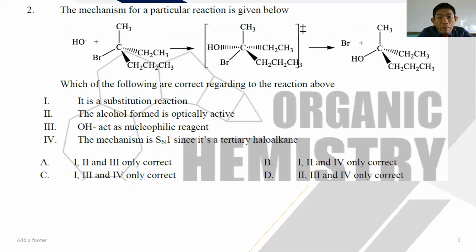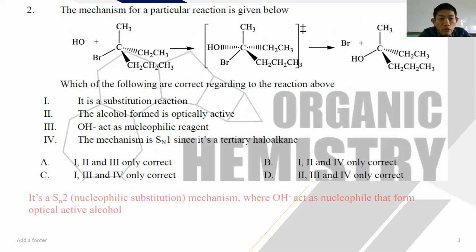For number 2, the mechanism of a particular reaction is given below. So that is the described mechanism. Which of the following are correct regarding the reaction above? You can see from here that it is only forming this intermediate. So this is basically an SN2 mechanism. So it is a substitution reaction. Yes, it is because you substitute out the bromine. So it is true.